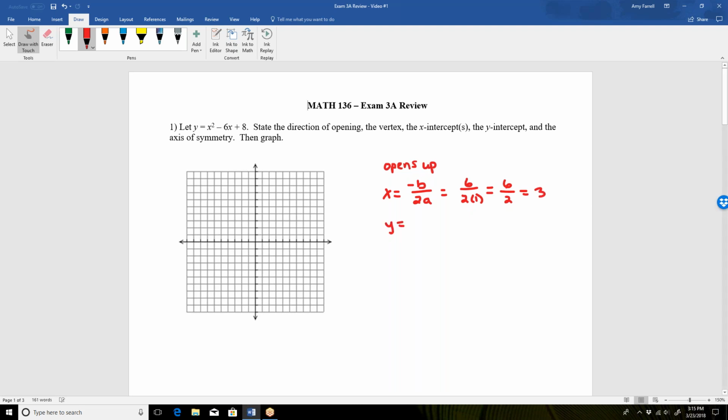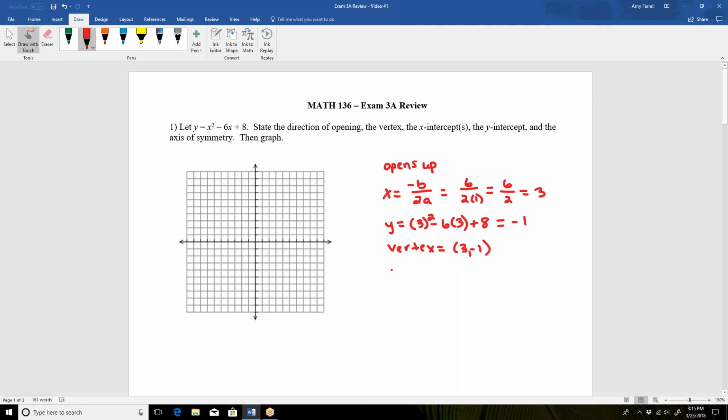Now you do still need to find the y-coordinate as well, and we find that by plugging 3 into the equation for x. Sorry, should be a 3, not a 2. Plus 8. Try that again. So we have 9 minus 18 plus 8, which would be negative 1. So it looks like our vertex is the point (3, -1). Because our parabola opens up, the vertex will be the lowest point on the parabola.